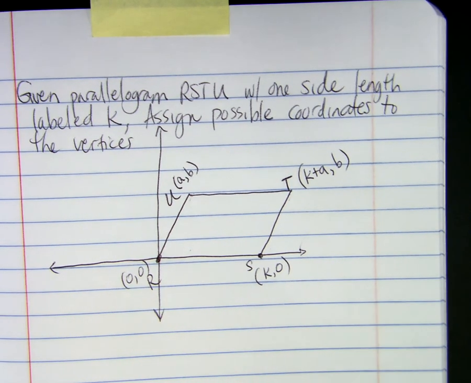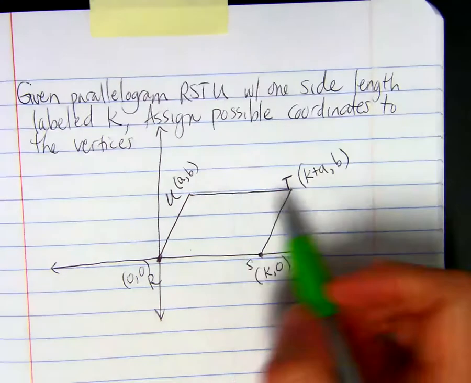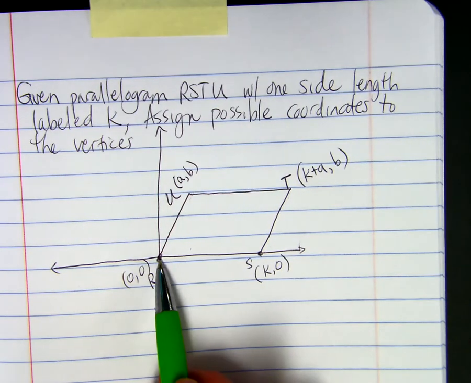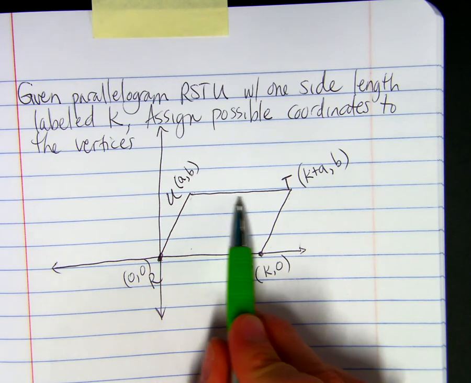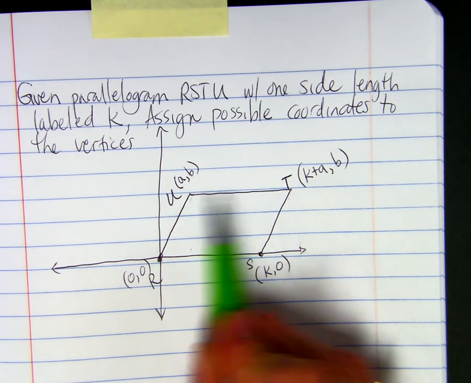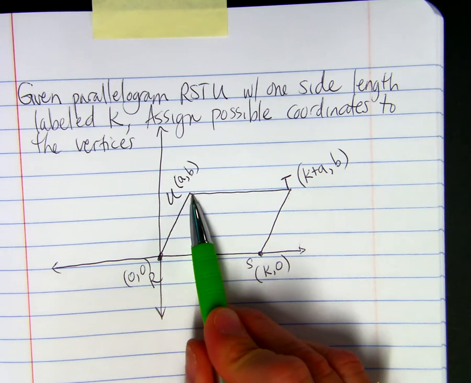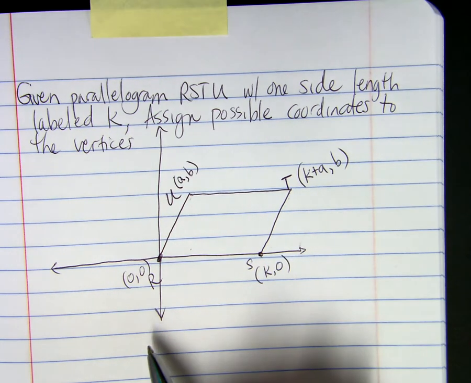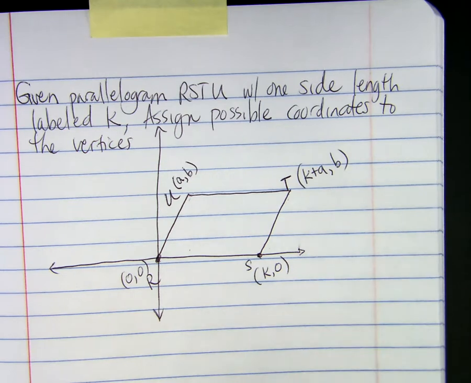Why did you have that K plus A? Because this distance from the origin to here is K, and then I had to add that extra little bit, which is A, which goes to there. Oh. Okay, that's why. Okay.